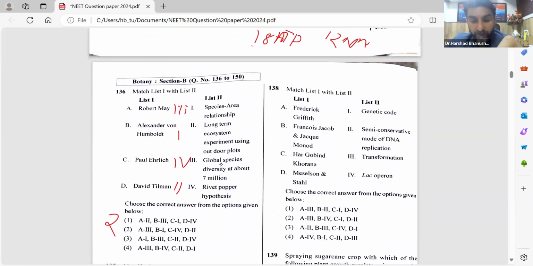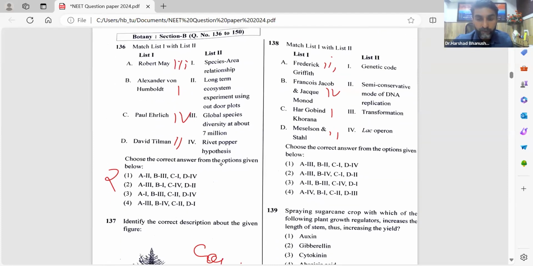Frederick Griffith was for transformation. So A would be 3. Jacob and Monod gave the lac operon. So B would be 4. Genetic code was deciphered with the help of Har Gobind Khorana, and Meselson and Stahl would be the semi-conservative method. So it's 3, 4, 1, and 2. 3, 4, 1, and 2 is option number 2.